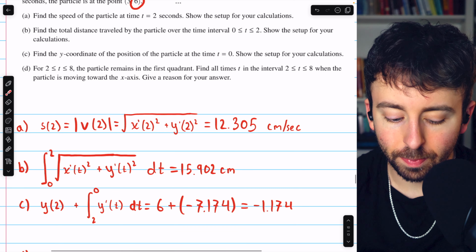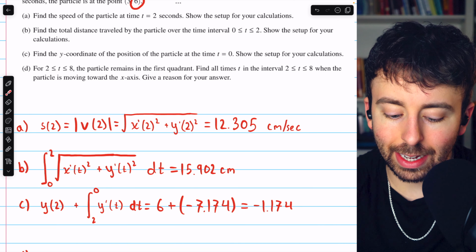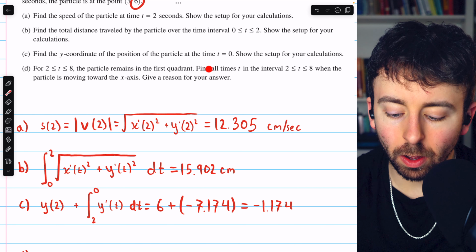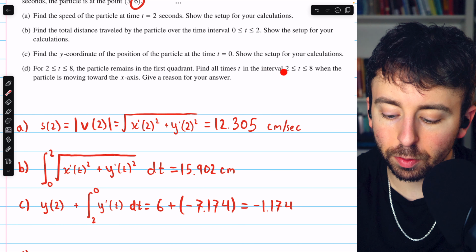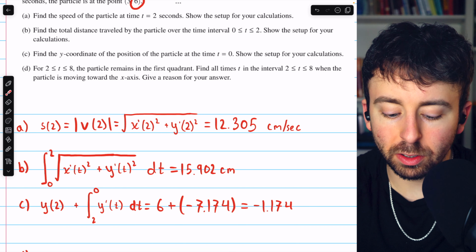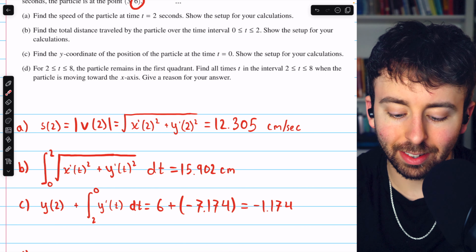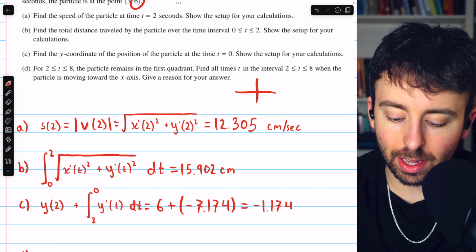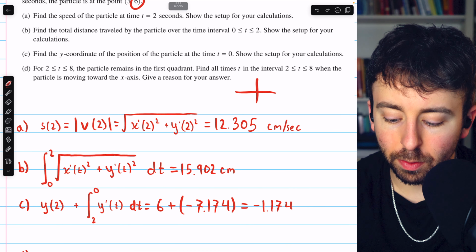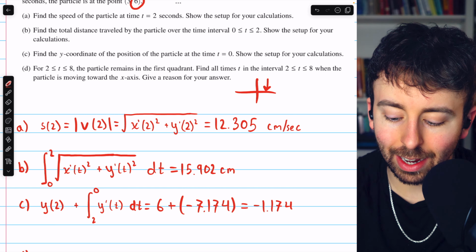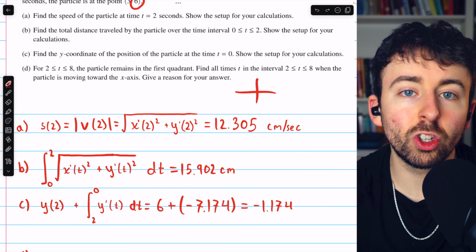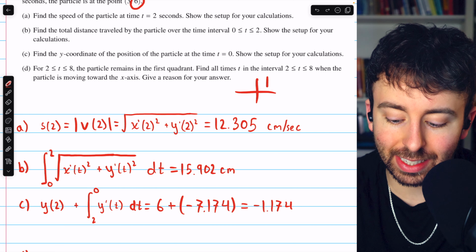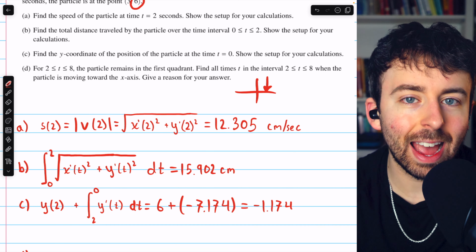Finally, part D. For t between 2 and 8, the particle remains in the first quadrant. Find all times t in the interval from 2 to 8 when the particle is moving toward the x-axis, and give a reason for your answer. If the particle is in the first quadrant, then for it to be moving towards the x-axis, its change in y-coordinate must be negative. It must be moving down to approach the x-axis.